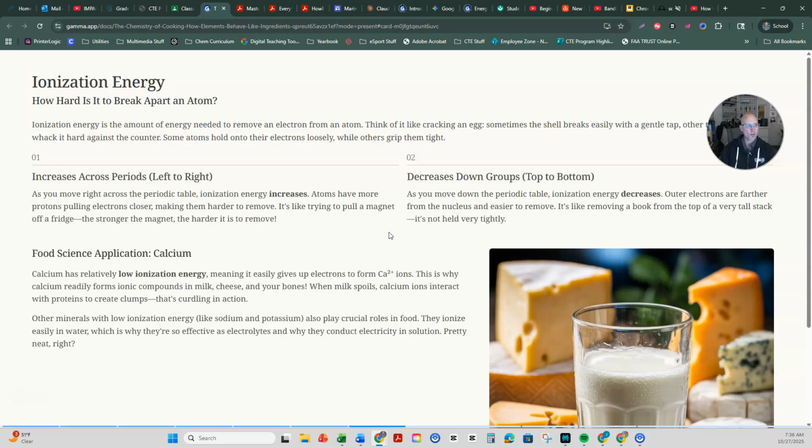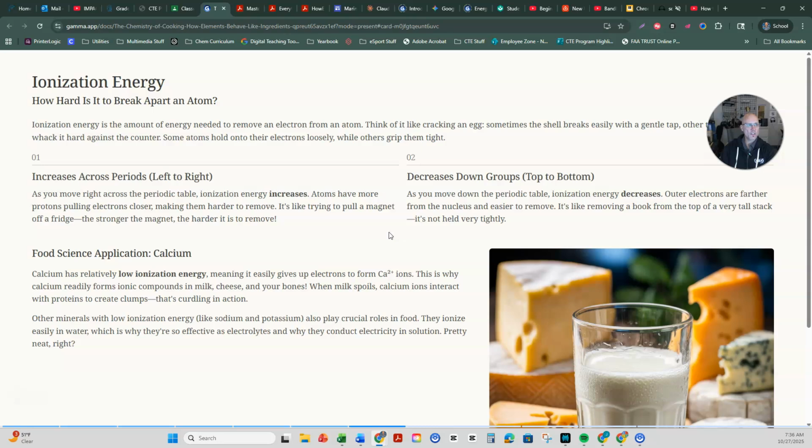Ionization energy. How hard is it to break apart an atom? Ionization energy is the amount of energy needed to remove an electron from an atom. Think of it like cracking an egg. Sometimes the shell breaks easily with a gentle tap. Other times you need to whack it hard against the counter. Some atoms hold onto their electrons loosely while others grip them tightly.